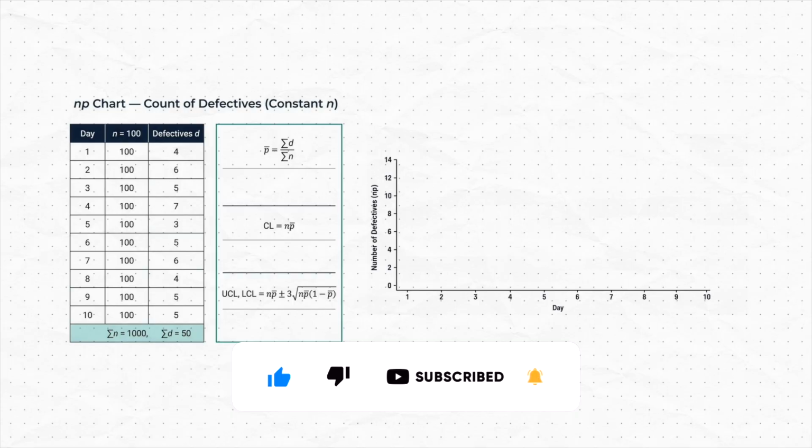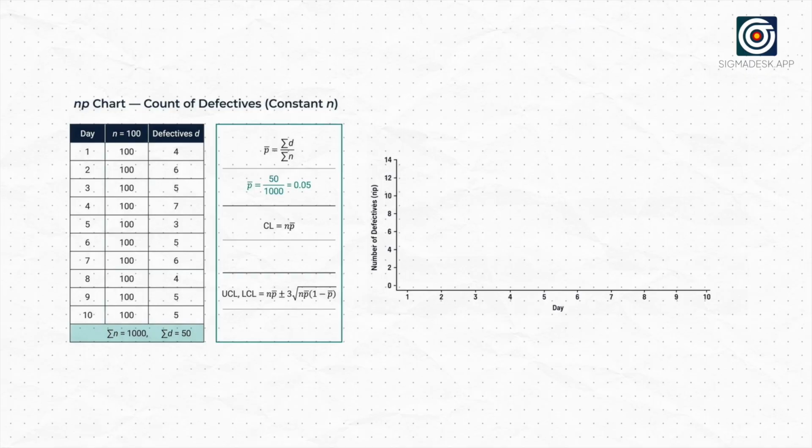The first thing we need is P-bar, the overall average proportion defective. The formula is total defectives divided by total units inspected. Applying it to our data, P-bar equals 50 divided by 1,000, which is 0.05. In other words, on average, 5% of our units are defective.